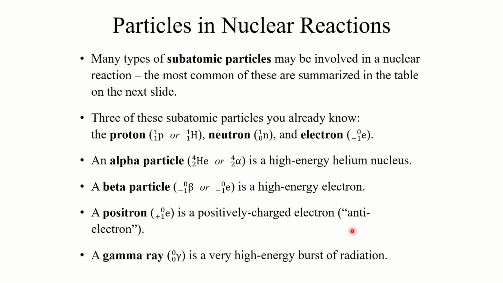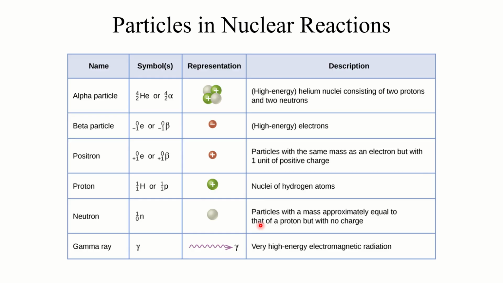And then finally, a gamma ray. Gamma rays do not have any mass or charge. This little curvy Y is the Greek letter gamma, and it's simply a very high energy burst of radiation, but it does not change the mass or the charge of the atom it's being emitted from. All right, so all of those particles are summarized here. The alpha particle, represented as 4,2He or 4,2 alpha, it's 2 protons and 2 neutrons. A beta particle, which is essentially just a high energy electron. A positron, which is a particle with the same mass as an electron but with 1 unit of positive charge. A proton, self-explanatory, a neutron, and then a gamma particle, which is just very high energy radiation.